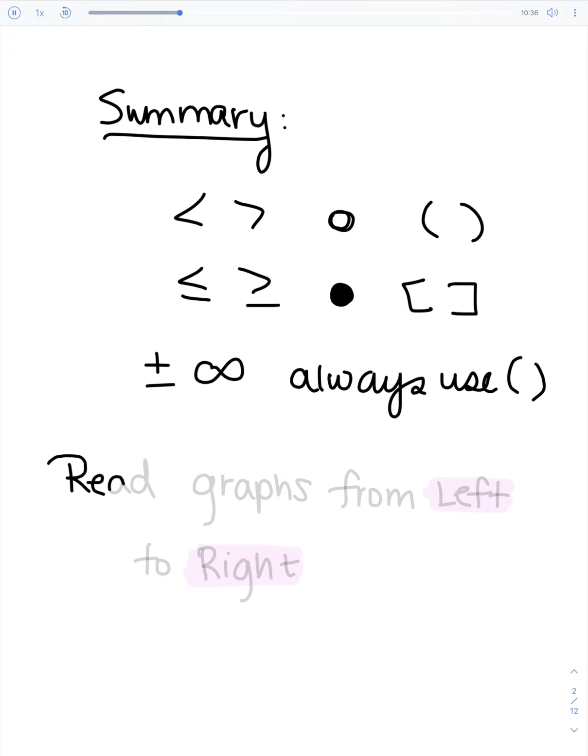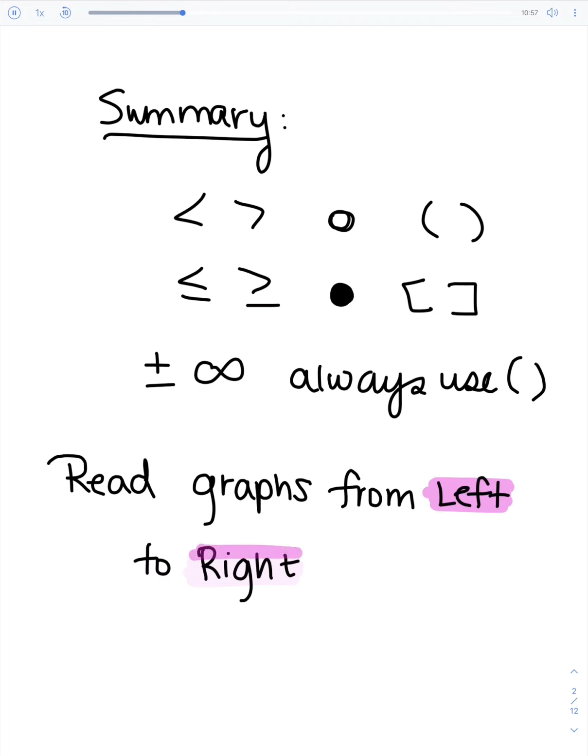And this is all hinging upon you reading your graph from left to right, which is exactly what you're used to doing anyways. That's how you read a book. That's how you're supposed to be doing your order of operations. That's everything you're already used to, working from left to right. Okay, so this gives you a pretty good background to get you started for section 2.5.